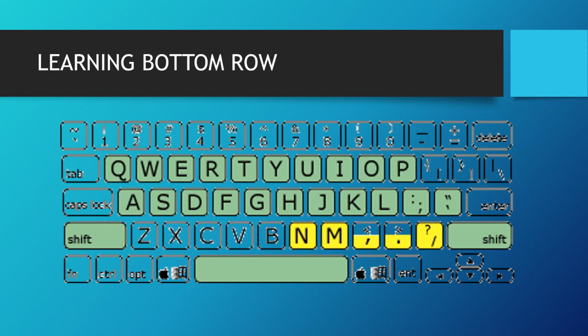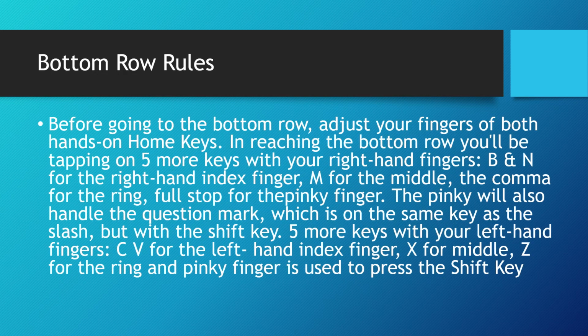Now right hand arrangement. J finger will be used for N and M, K finger will be used for comma, L finger will be used for full stop, and semicolon finger will be used for slash. So it means on the center row we will arrange the fingers, and we will move our fingers to the top and bottom rows in the same manner. First three fingers for 3 keys and the fourth finger for 2 keys. Now the bottom row rule I have told you just now.